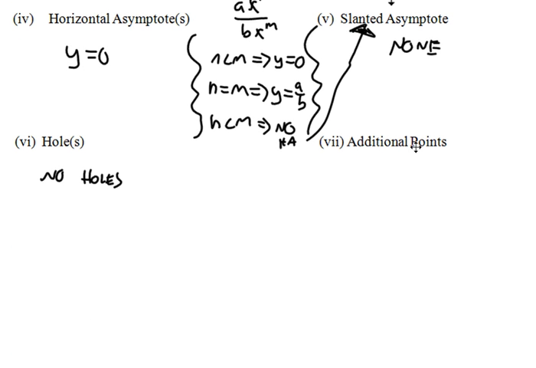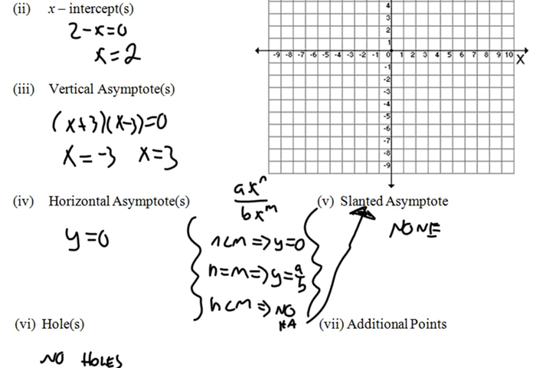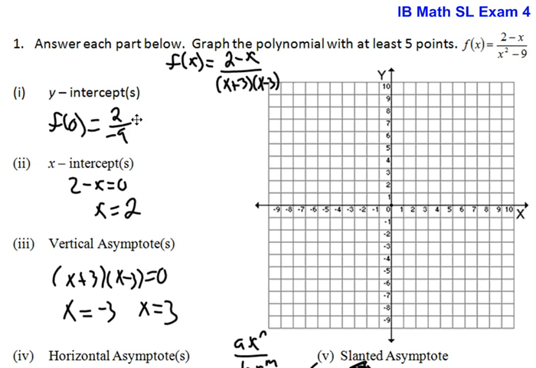And lastly, additional points. Let's go ahead and graph and plot what we have right now, and then we can see what additional points would be necessary. We have a y-intercept at negative 2 ninths, which is a very small number, smaller than negative 1. So I'm going to say it's about right there. Maybe I'll do this in this color here.